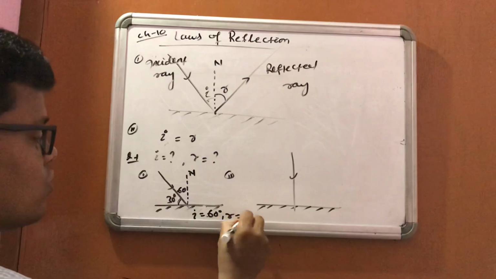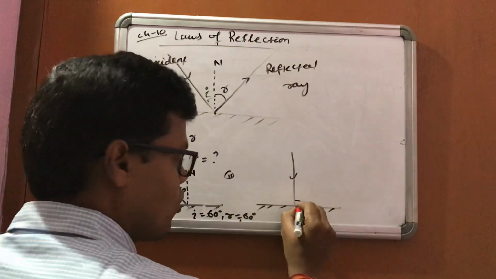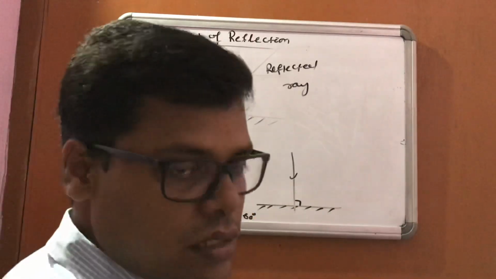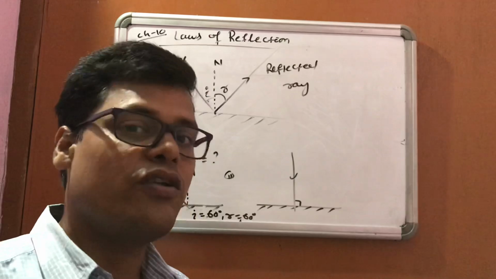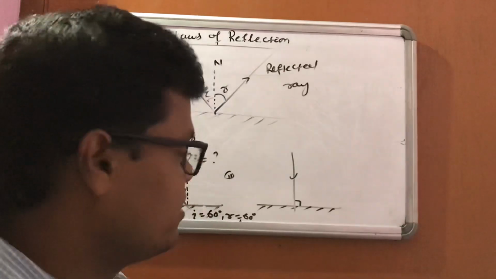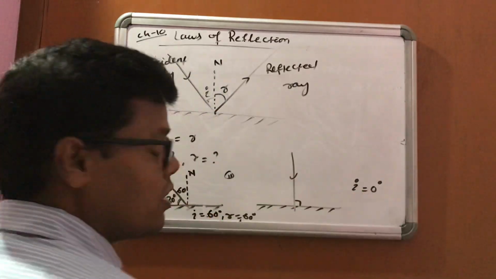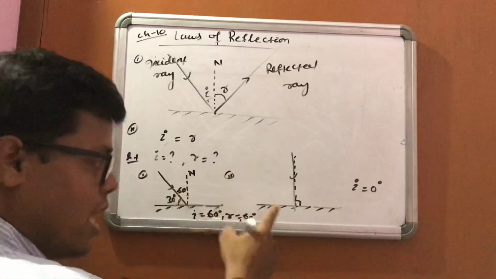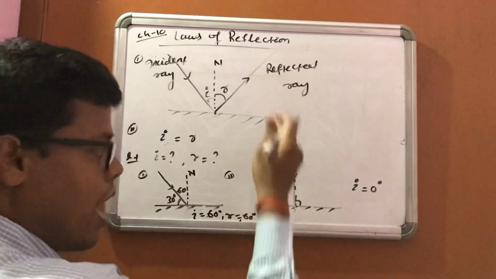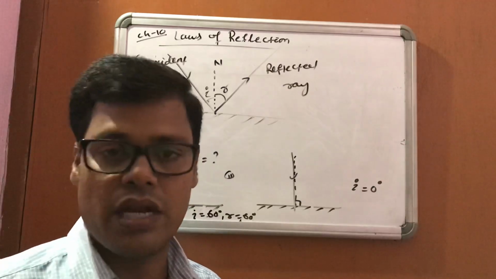The angle of reflection is also 60 degrees. In this case, the light ray is incident normally, this is 90 degrees. For normal incidence, here the angle of incidence is 0 degrees. Why? Because the ray itself is the normal. The normal and the incident ray both coincide.